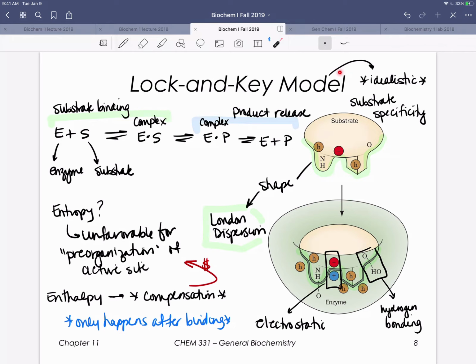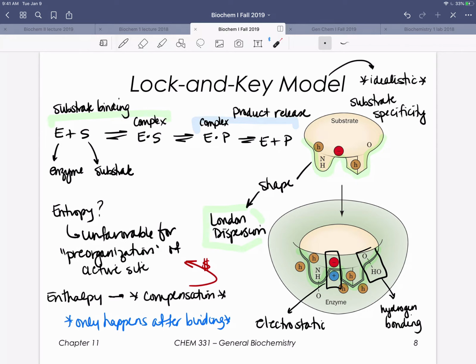So the lock and key model is a very idealistic way to think about the fact that enzymes are very specific for certain substrates. They don't just randomly go around and find anything and do their chemistry on it. Locks and keys work in much the same way, and so this is where this model came into play. But we understand enough now about entropy and enthalpy in biochemistry to understand that it's a really simplistic and very idealistic way of thinking about things.